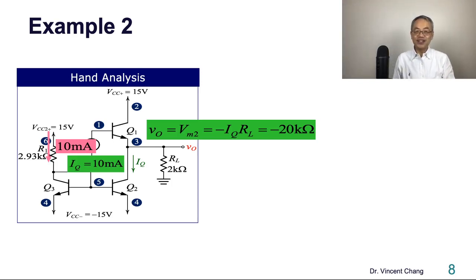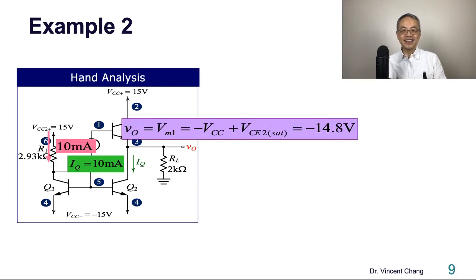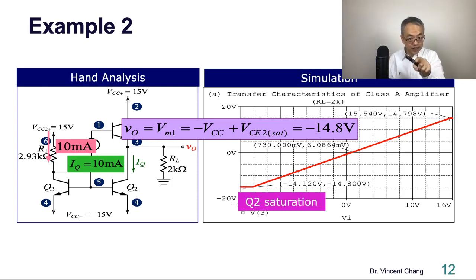You know what happened, right? The current mirror transistor becomes saturated. Here's the answer: linear region and two saturation regions. In the other direction, you see the answer: Q2 saturation, the current mirror transistor, so the answer is negative 14.8 volt.